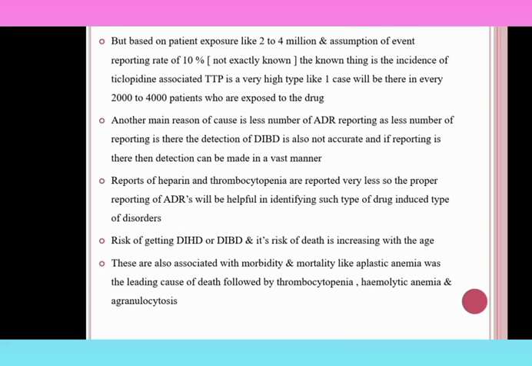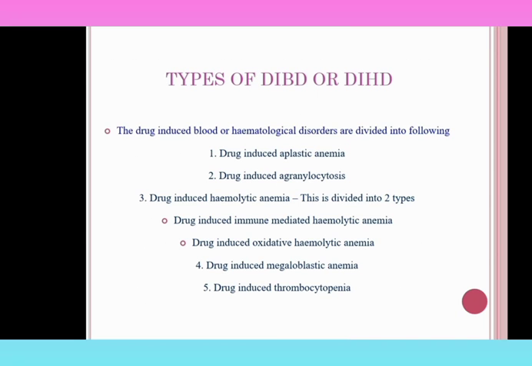Aplastic anemia was also found to be the leading cause of death, followed by thrombocytopenia, hemolytic anemia and agranulocytosis. So these are the associated conditions. Now coming to the types of drug-induced blood disorders or drug-induced hematological disorders. Up to now we have discussed the definition and epidemiological rate. Now we will discuss the types.